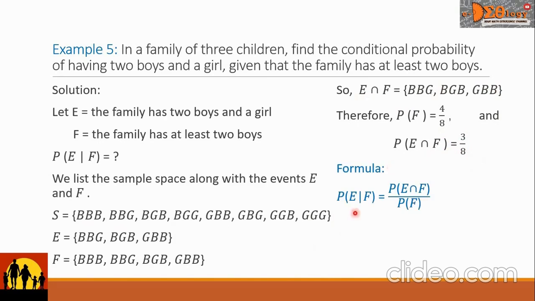Writing our formula now, and let us do the substitution. So we have now this P of E intersect F is 3 over 8 over the P of F is 4 over 8. For this complex fraction, we may write 3 over 8 times 8 over 4. Then we can cancel the 8 and the 8, and the final answer will be 3 over 4. This is our final answer.